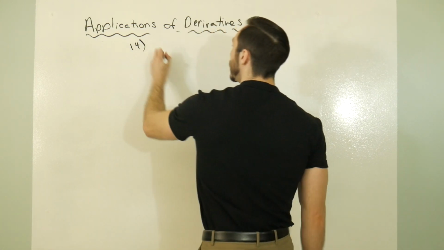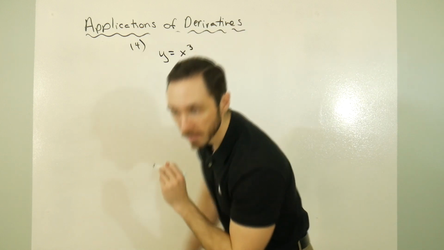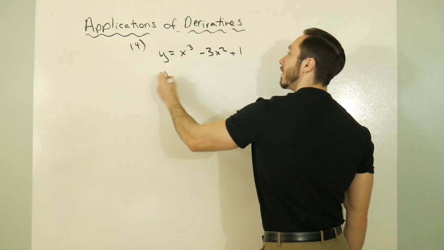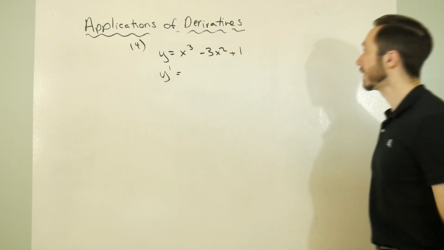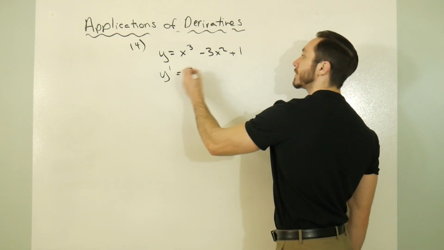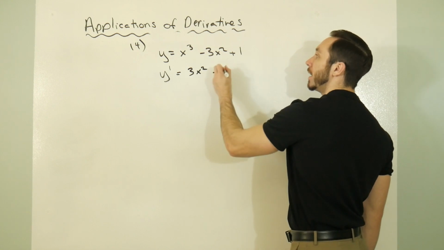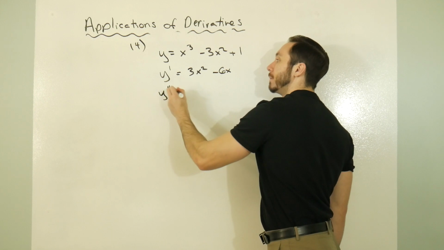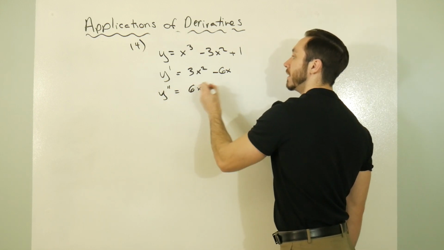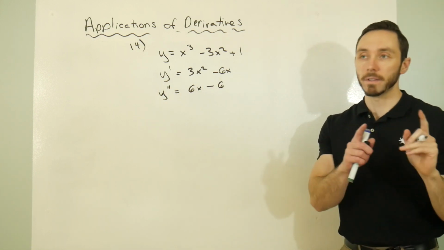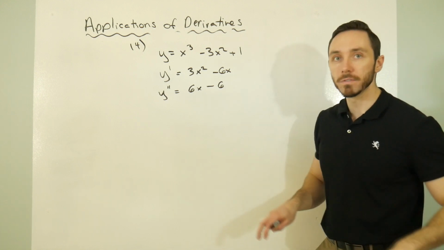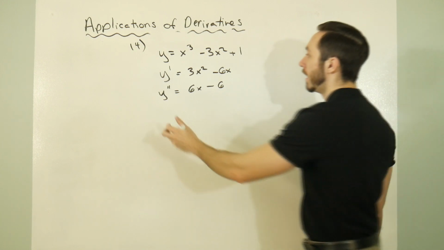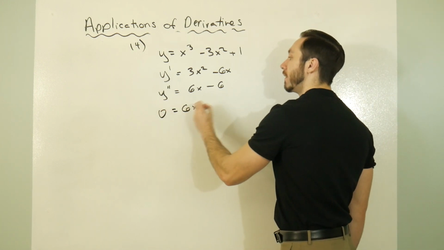Okay, so it's going to be a cube. x cubed minus 3x squared plus 1. So we want to take that second derivative. y prime will be 3x squared minus 6x, and this goes away. And then y double prime will be 6x minus 6. So let's find those critical points for this time concavity, looking for when it's equal to 0.